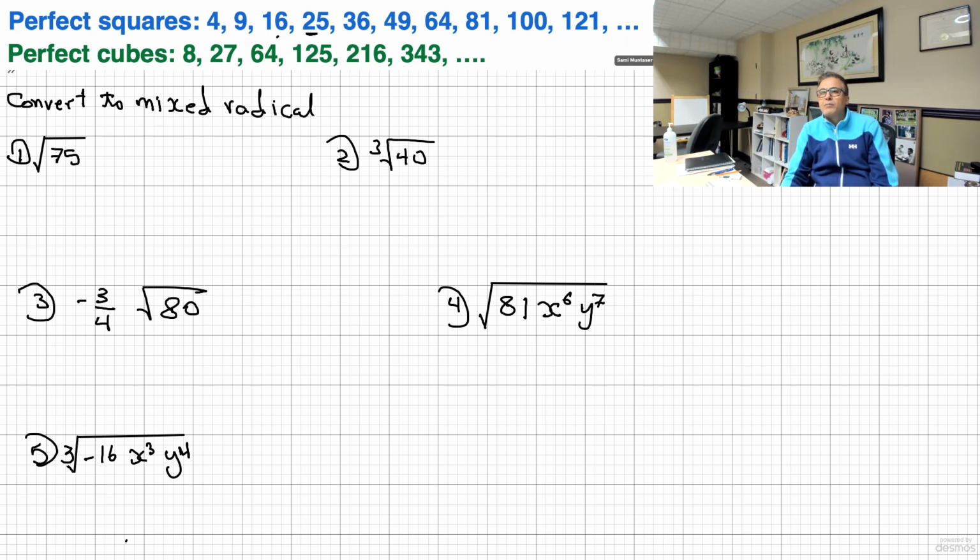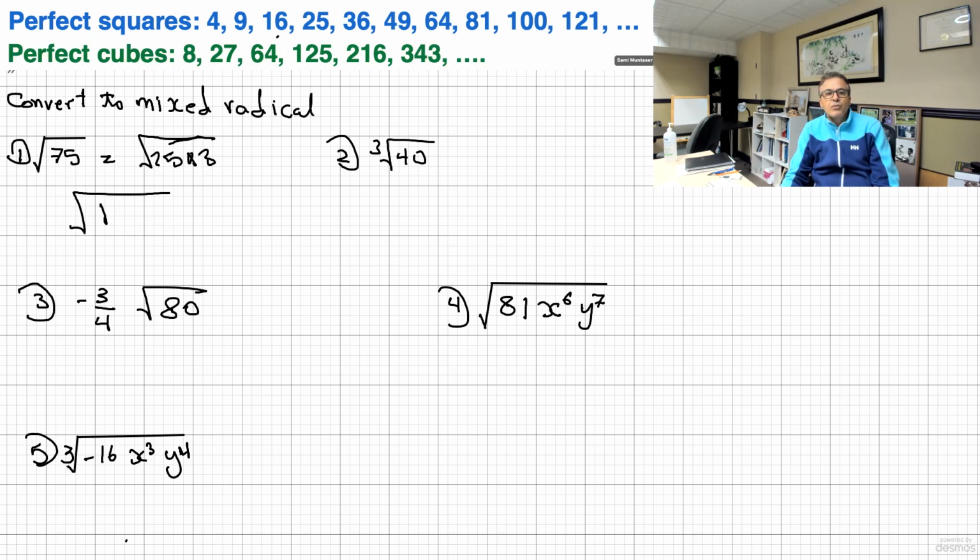So what you need to do is change this number right here to the square root of 25 times 3. It's very important that when you're converting to mixed radicals, you change it to the square root of a perfect square times a number that is not a perfect square. We can't say, for instance, oh, I could change this to 15 times 5. Yes, 15 times 5 is 75, but neither is a perfect square, so that's not going to help you. You have to look for a number from the perfect squares that goes into 75. That's the only way you can change this into a mixed radical.